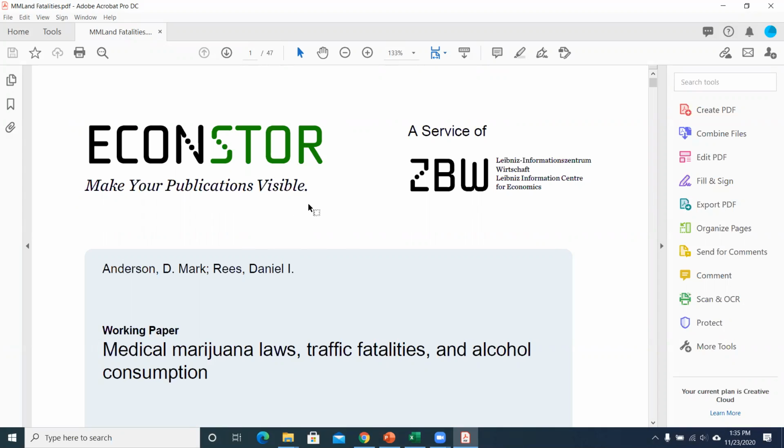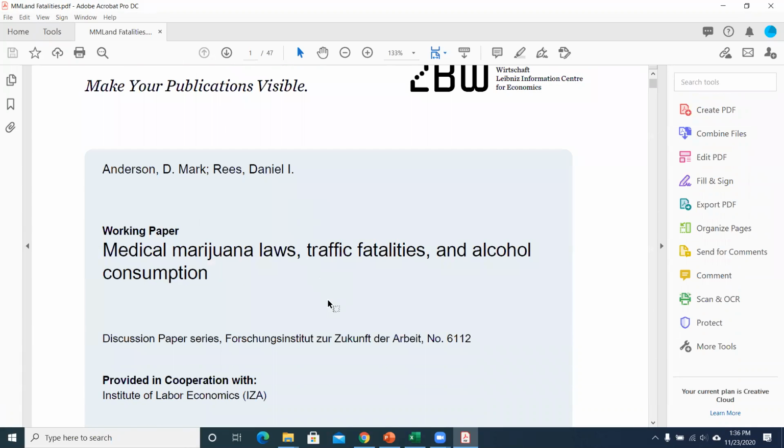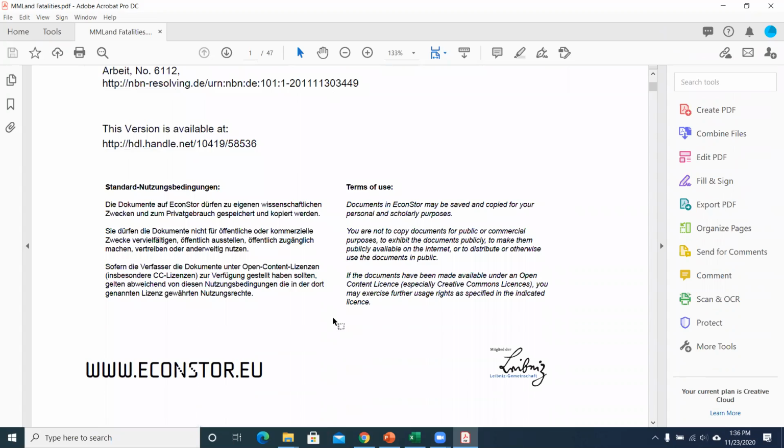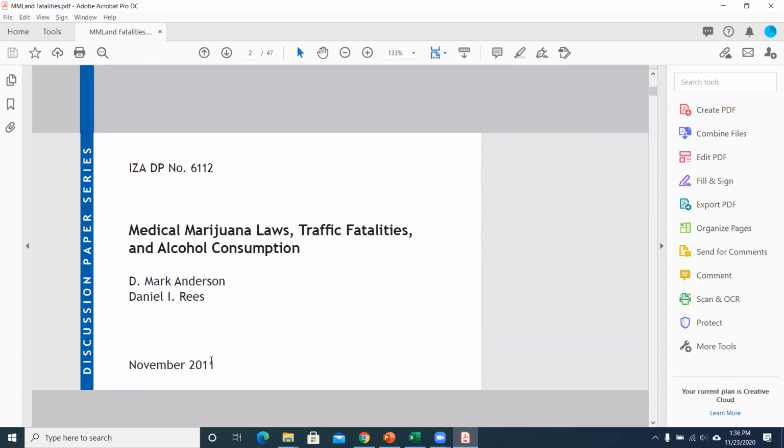This is an actual publication from a couple economists, Mark Anderson and Daniel Rees. This isn't the final published version of the paper, but it's almost the same thing. They were looking at medical marijuana laws. This was pretty early on, 2011, so there weren't as many states. Their idea was, is there some type of substitution, or potentially complementarities with alcohol consumption?